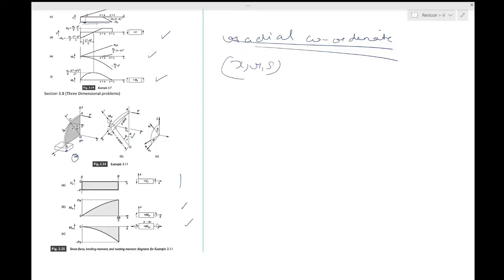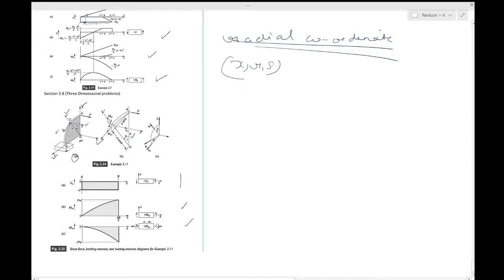So let's see. One is that you have an x, y and z coordinate system. The origin is over there, no doubt about that. You now want to introduce a new coordinate system at a point of interest. This is the point of interest. So you have x, but now you have r and s. This is where the radial part is coming in, and this r and s is chosen such that r is normal to the curve, and s is tangential to the curve.